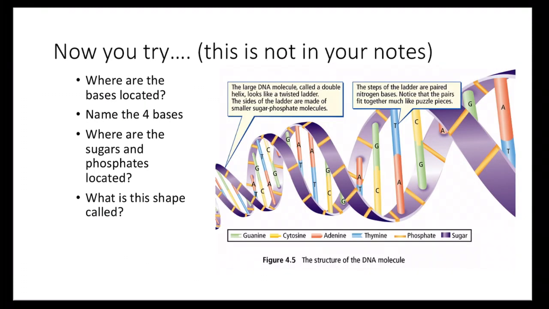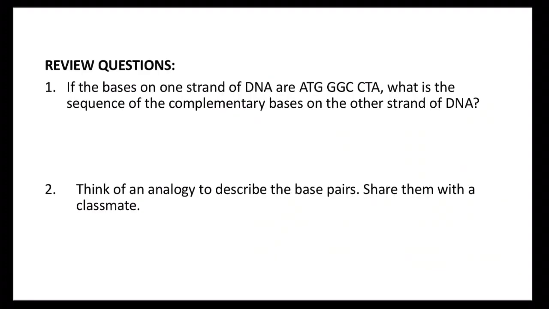So now you try. This is to help you check your understanding, so this is not in your notes. Looking at this picture, you want to think about, where are the bases located? Can you find them? If you can't, you need to send me a message and I will clarify for you. You also need to be able to name each of the 4 bases. What does each letter mean in the image above? What does it stand for? And this is all in your notes. Where are the sugars and phosphates located? And then what is the overall shape of DNA called? For this last section, I would like you to take a few minutes, pause, and review these questions.